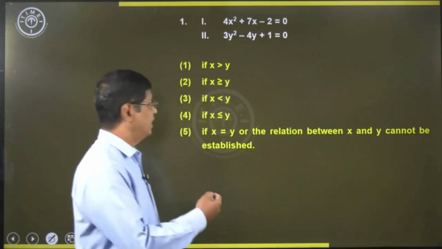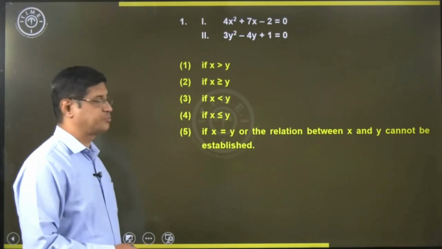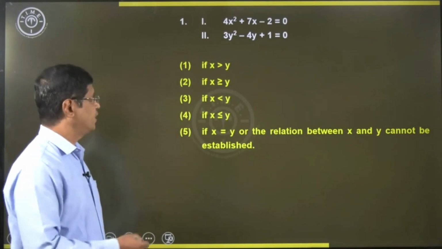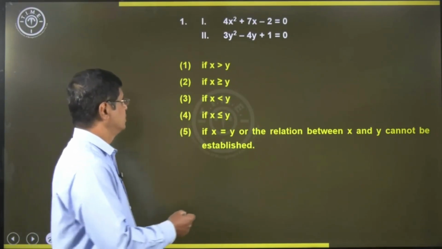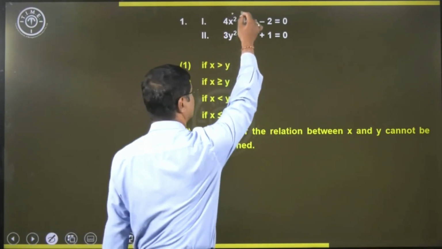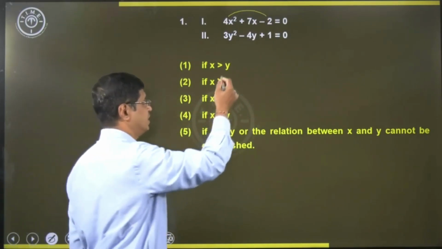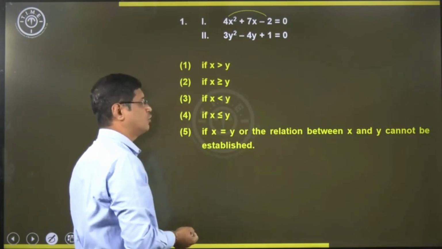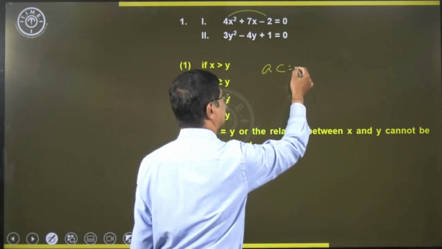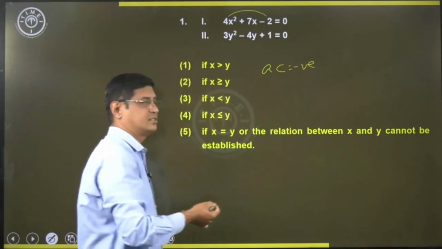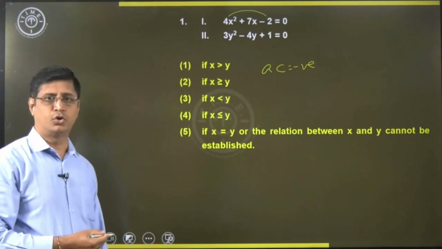Now look at example 1. 4x square plus 7x minus 2 is equal to 0. 3y square minus 4y plus 1 is equal to 0. Look at the first one. 4 into 2, that is how much? Minus 8. So minus 8 means a into c is negative. It is negative, which means for the middle term, the value of b is the difference of the two factors.